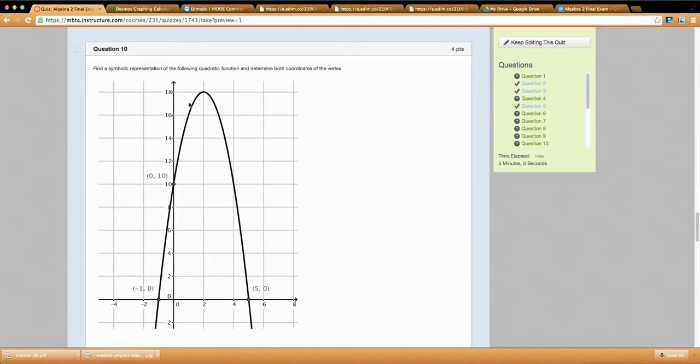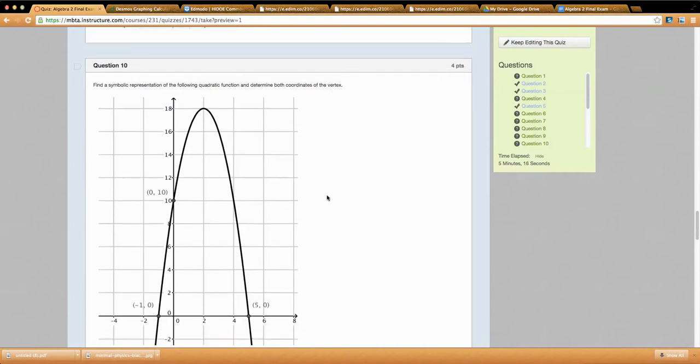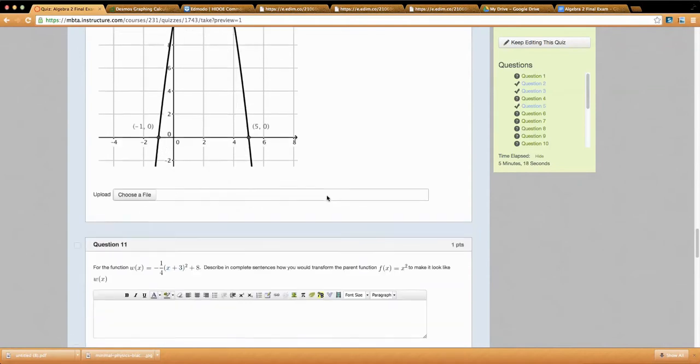Also, please keep in mind that in your write-up for this thing that you're going to upload, you're going to want to tell me the vertex of this thing. And not just tell me the vertex, but show me how you calculated it. I want to see your homework there.